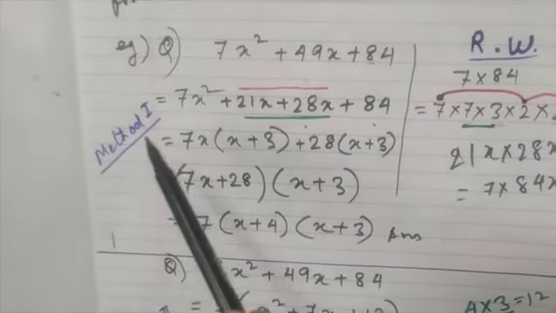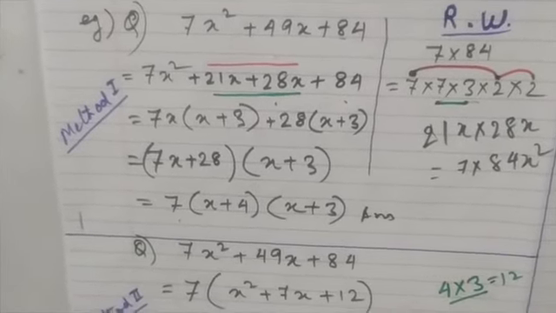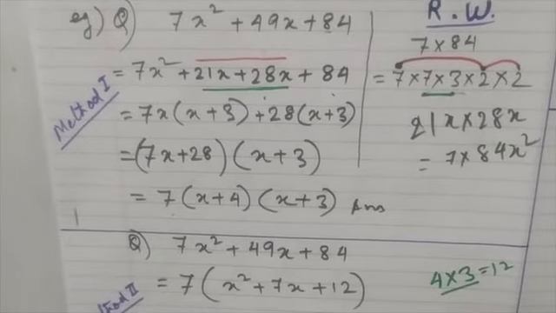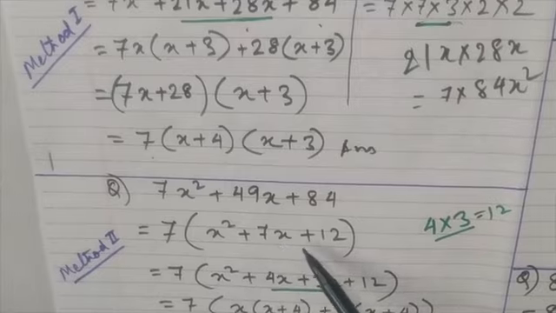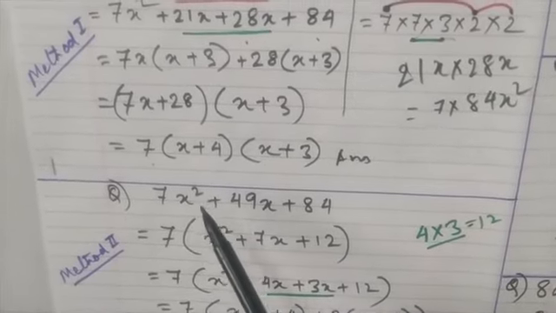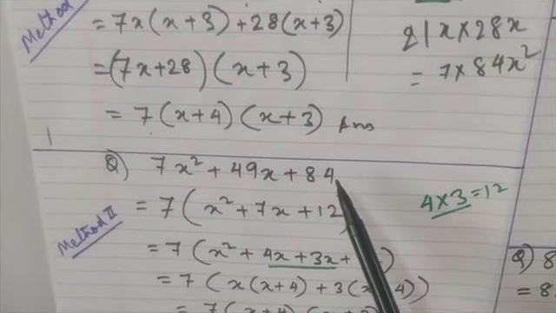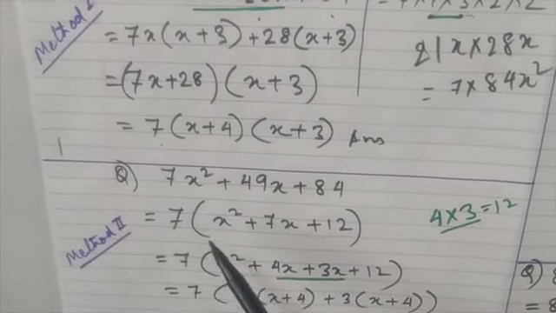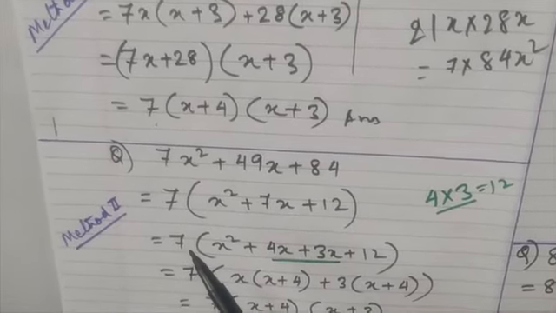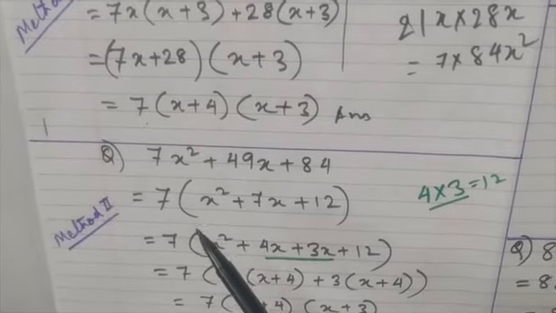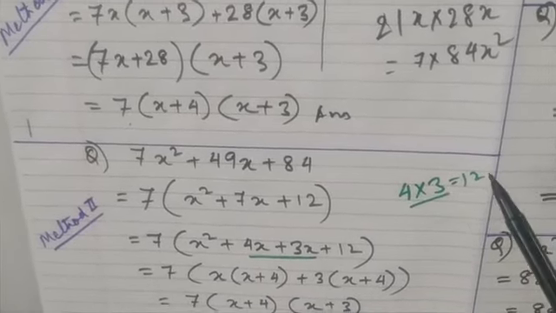Now this is method 1. Why have I written method 1? Because these three constituent factors can be found out in a slightly different way, despite the fact we are using middle term factorization. How? In the beginning I have taken 7 common from all these three terms. So 7 outside, within brackets x square plus 12x... x square plus 7x plus 12, and 7 outside still remaining, x square plus 4x plus 3. Now 4 into 3 is 12.